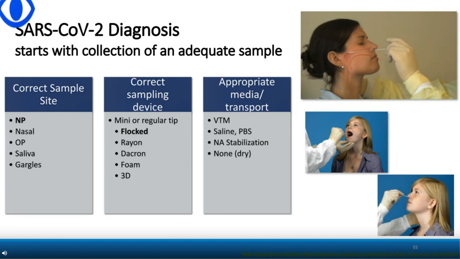This can be, again, as we've talked about, submitted to the laboratory in a variety of different stabilization media, such as viral transport media, saline, PBS, nucleic acid media, or indeed can be submitted dry. So I hope I've impressed on you that the collection and transport devices are truly essential components of the pre-analytical process for quality microbiology testing for not only SARS-CoV-2, but for other respiratory viruses as well.